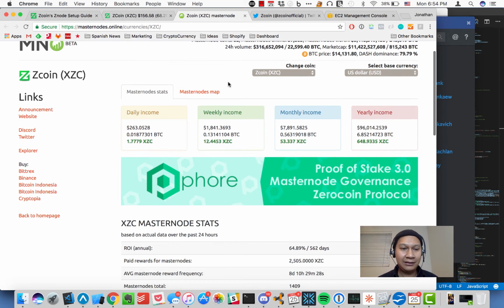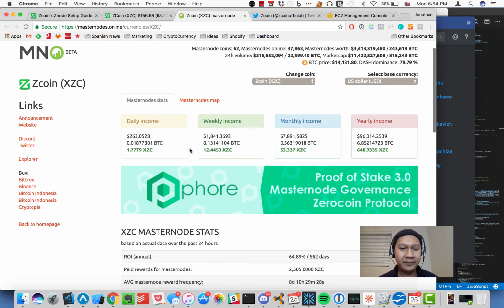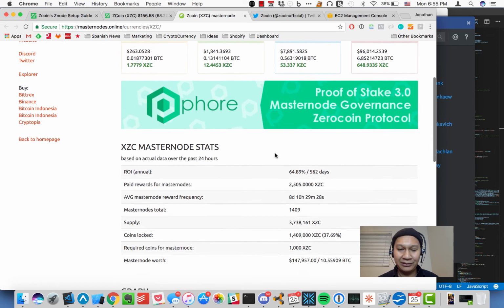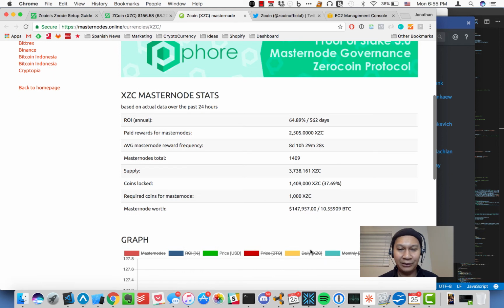Yeah, so let's look at masternodes.online, which is an aggregate of all the masternodes that are out there. And they have some interesting stats here. So it is estimated on daily it's going to be earning about 1.7 ZCoins, weekly 12.4, monthly 53.3. That's assuming you're owning 100% of the node. And if you are, well, good for you. That means that your node is worth $147,000 currently at today's prices.